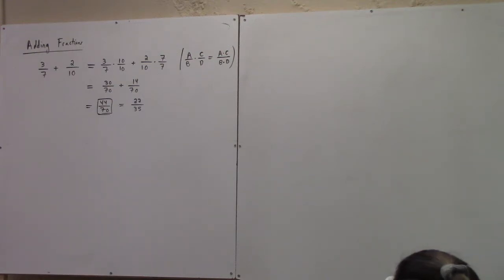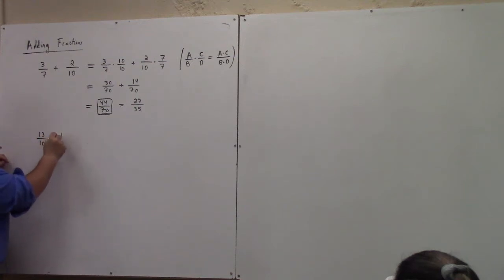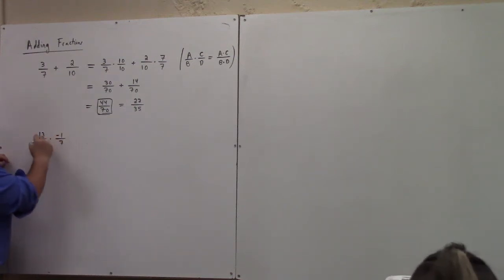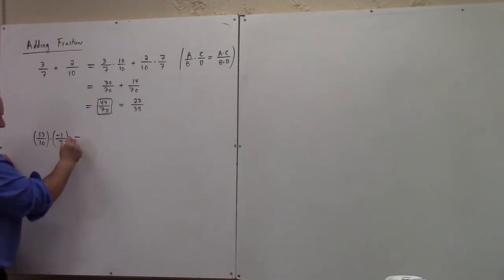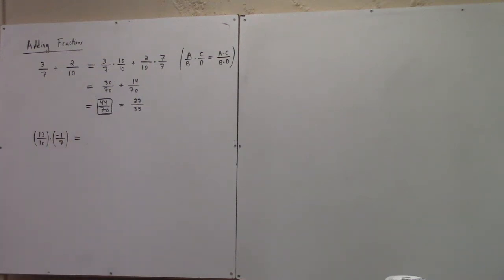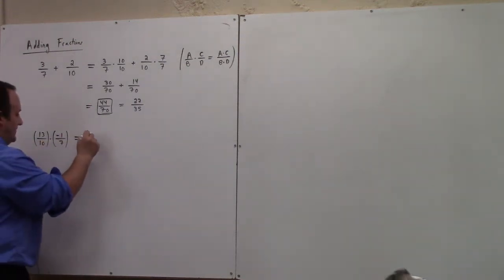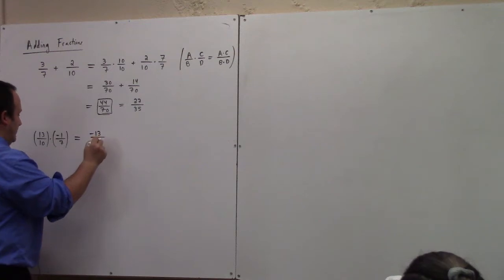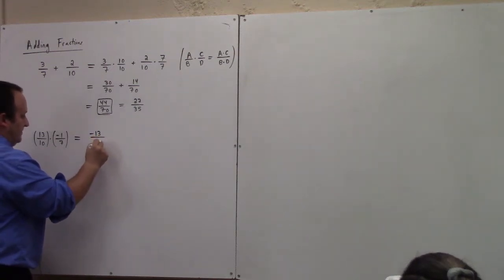Let's see here. How do we multiply? I think I already answered this, but how do we multiply 13 over 10 times minus 1 over 7? How do we multiply this? Yeah, multiply the top. So minus 13, and downstairs still 70.